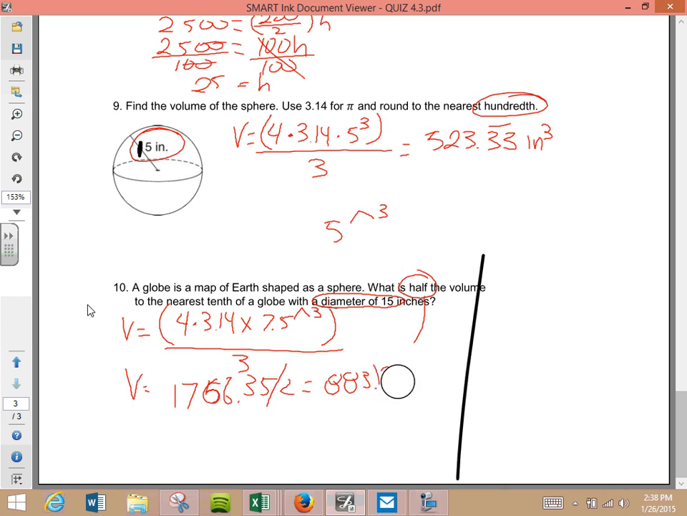That would have been 0.3 because I said 100. But I still took the answer as correct. And that would have been inches cubed.